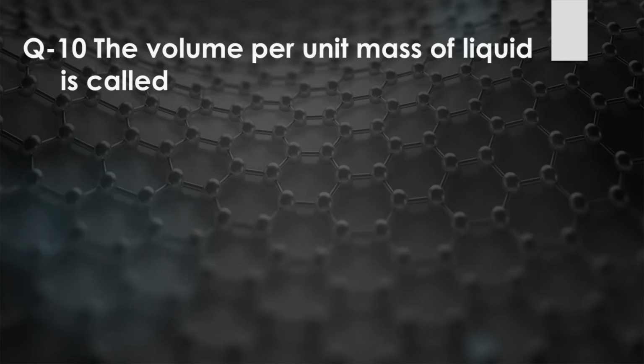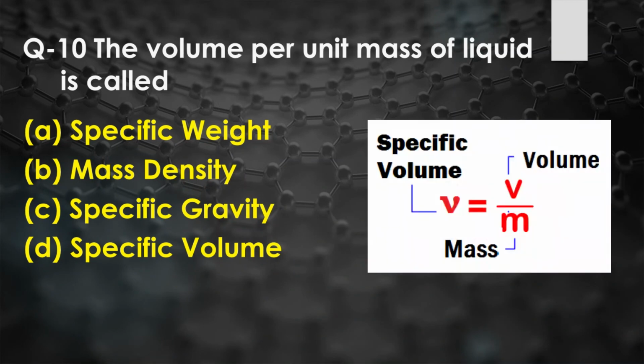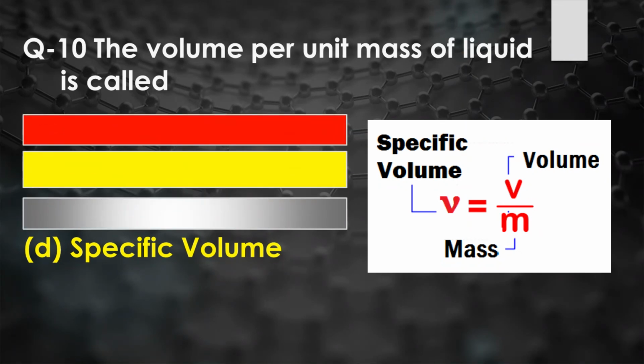Question number 10. The volume per unit mass of liquid is called: option A, specific weight. Option B, mass density. Option C, specific gravity. Option D, specific volume. We have already discussed this in our previous lecture on properties of fluid. Specific volume is the ratio of volume divided by mass. So the right answer is option D, specific volume.